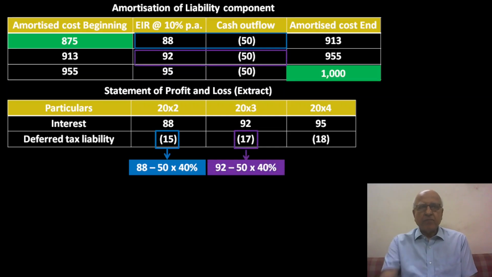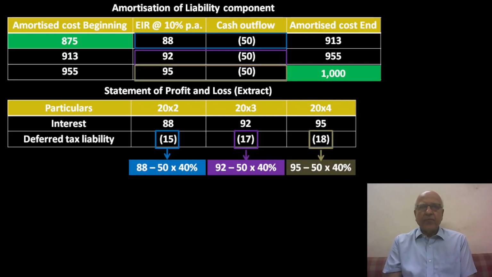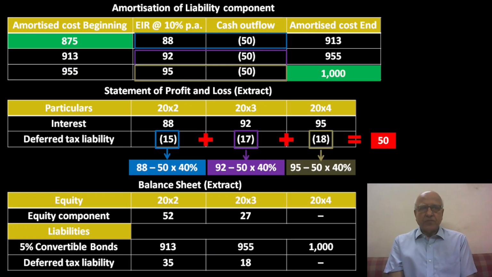Same way next year, interest charge 92, interest paid 50, 40% is 17. Last year, same thing. 95 is the interest charge, 50 is the interest paid, 40% is 18. So you see how the total initial deferred tax liability, if you recall, is 40% of 125. How is that reversed? Reversed in the first year 15, in the second year 17, third year 18. Total is 50.